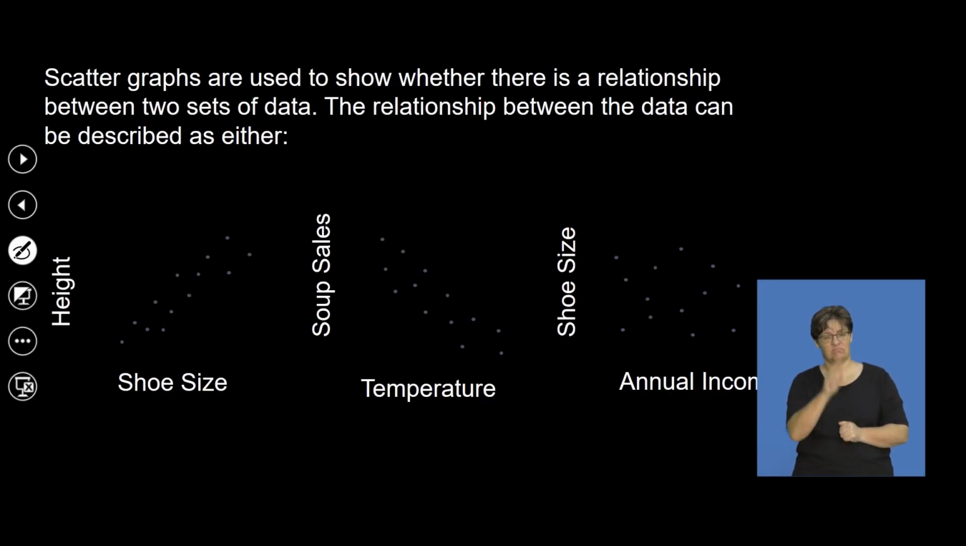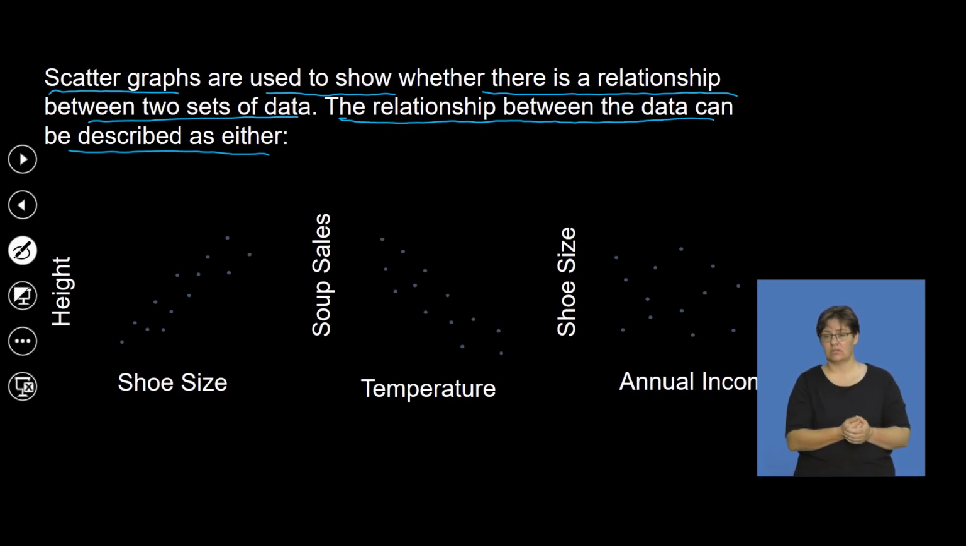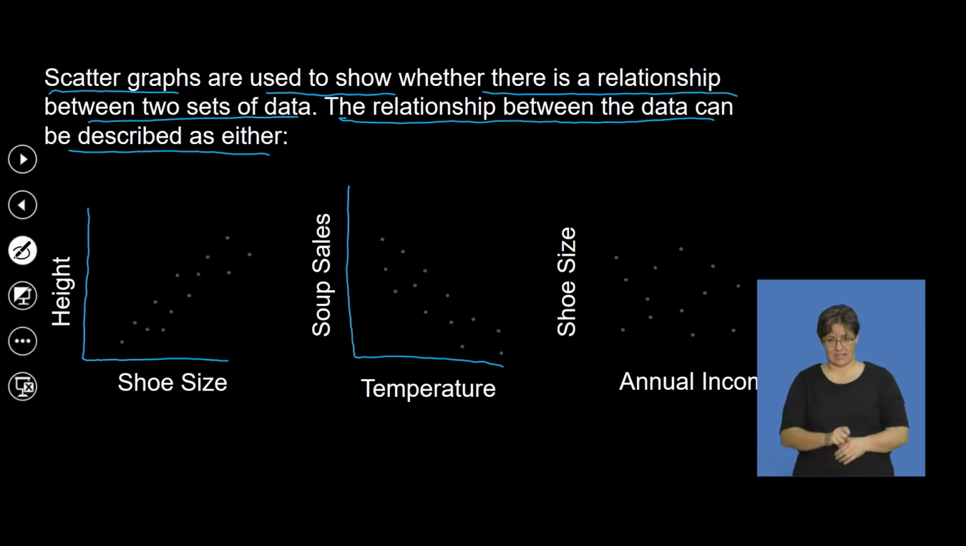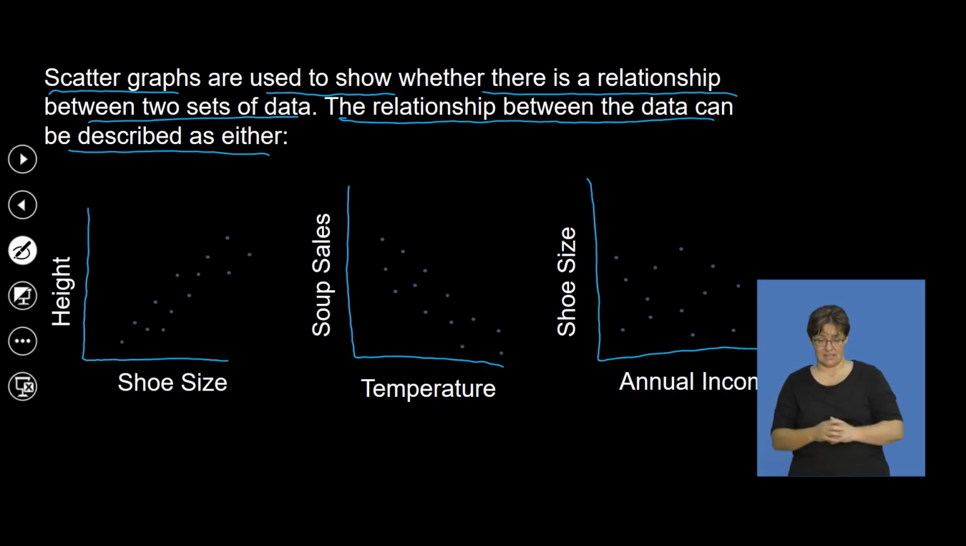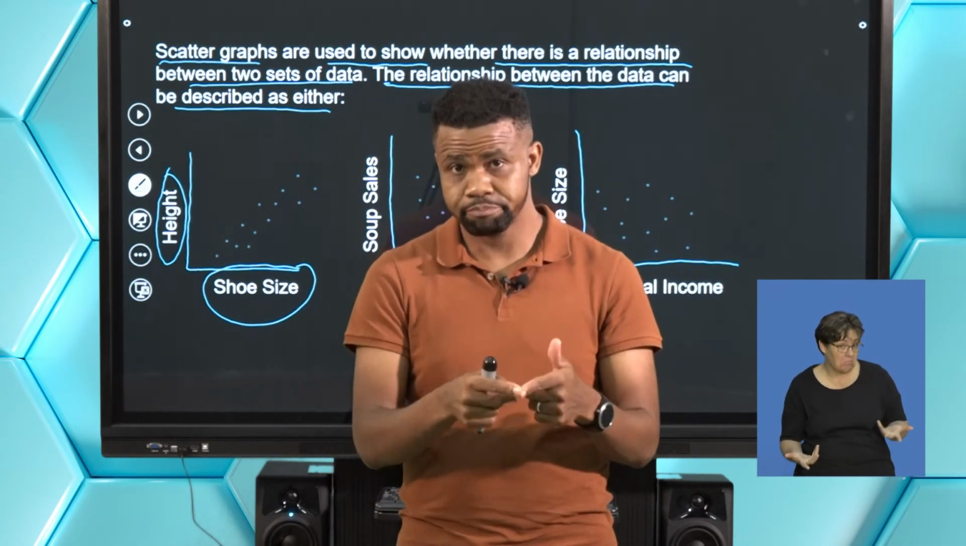So let's look at this. Scatter graphs are used to show whether there is a relationship between two sets of data. We should have the y-axis there and the x-axis. If you look at this, we have the height of people and the shoe size. Does it mean if I'm taller, I'll wear a bigger shoe size?